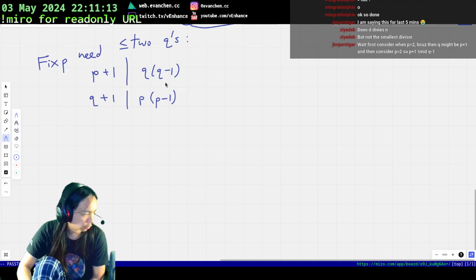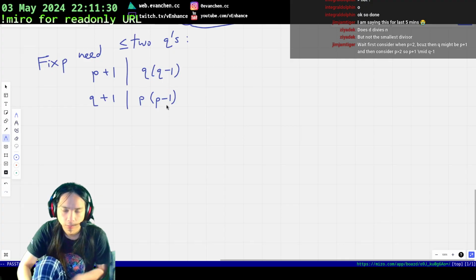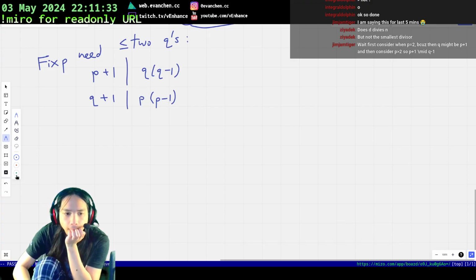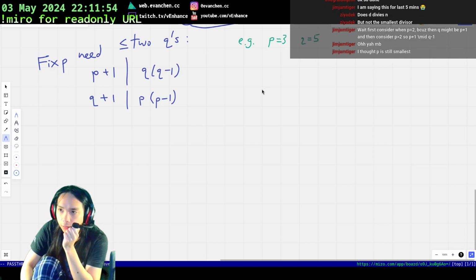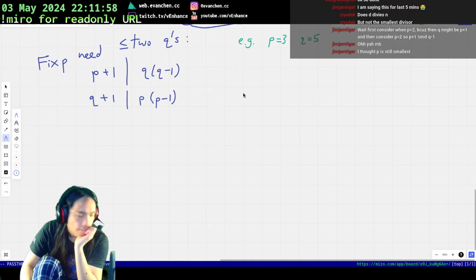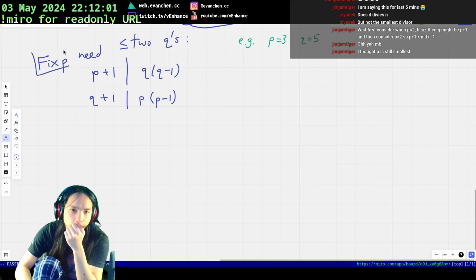P plus 1 does not divide q minus 1. Why? P is not necessarily smaller than q, so I don't see why it's the case that p plus 1 doesn't divide q minus 1. For example, if p equals 3, then q equals 5 is something that works, right? Yeah, so this is all fix a prime p. I want to show that.